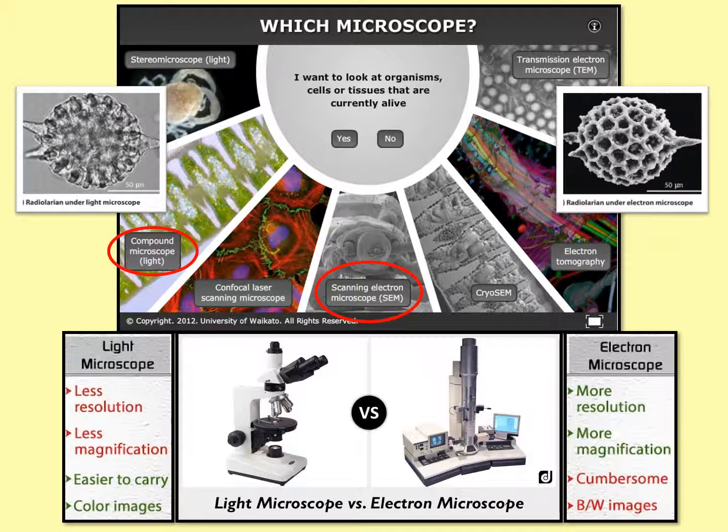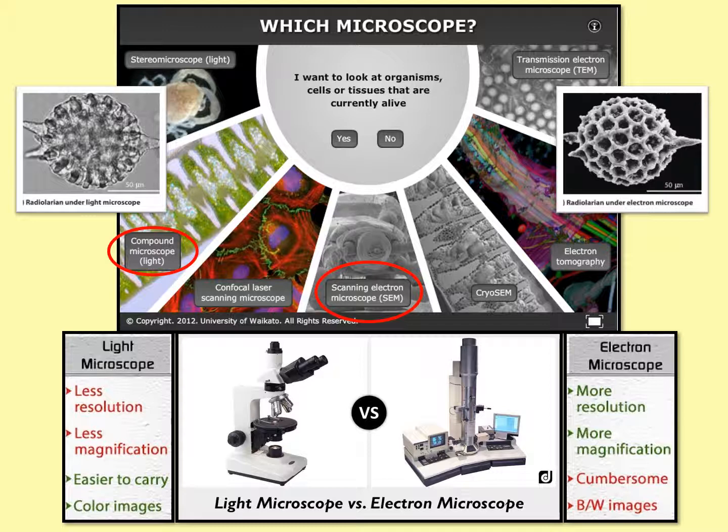So what's the difference between these two pieces of equipment? We'll start with the compound light microscope that's on the left. The light microscope is easy to carry and produces color images as long as we provide contrast. That's why in lab we'll be making smears and staining them, so we have a colored cell or background. Light microscopes have less resolution, which means it's more difficult to see different areas of the image, and they have less magnification. Our microscopes will magnify times 1,000.